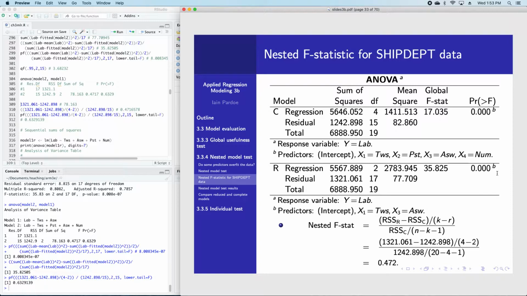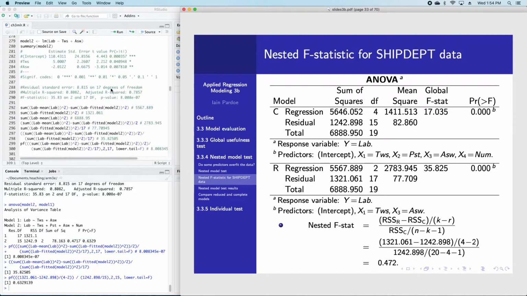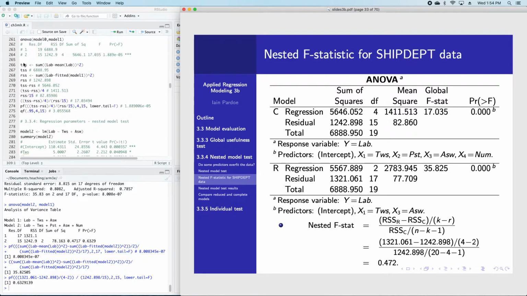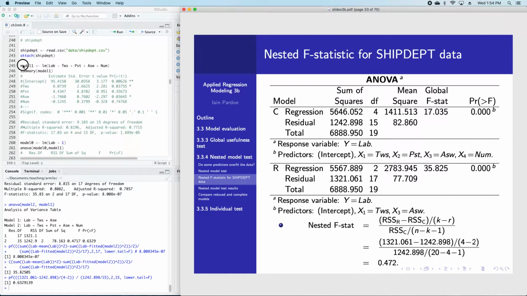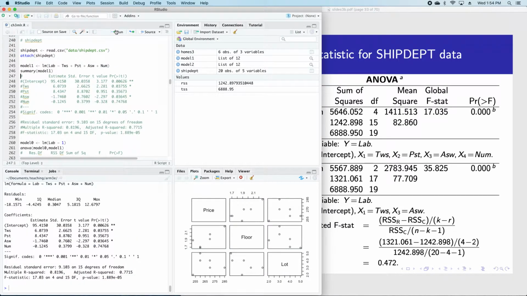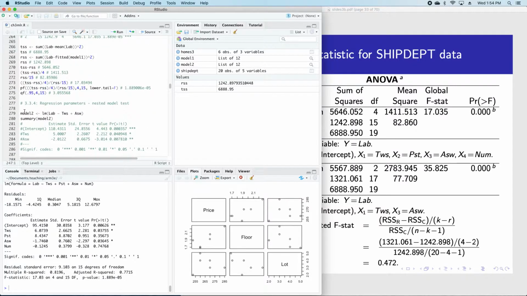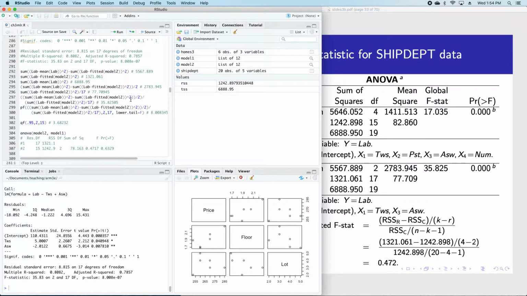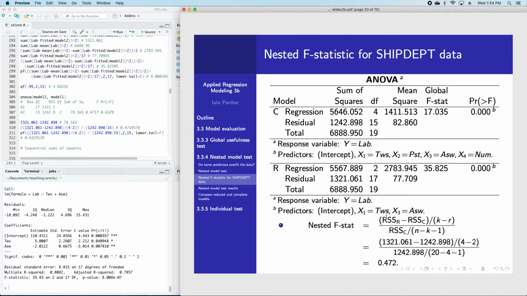So let's look at this for the shipping department data. I've summarized all the results here, and if I go back to R, I'll summarize the results in R as well. This was the complete model with all 4 predictors, and this one was the reduced model with just TWS and ASW. I can use the results from those 2 models to calculate the F statistic.